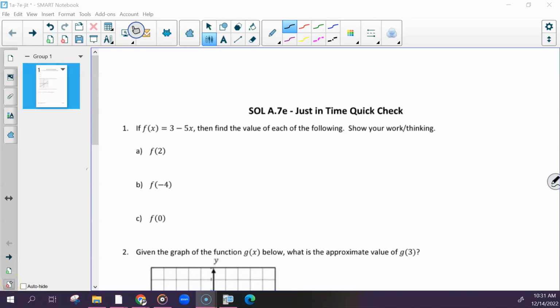Anyone, for number 1, you had 3 parts. Anyone want to try one of the parts? Nature? You pick whichever one. Go for it.